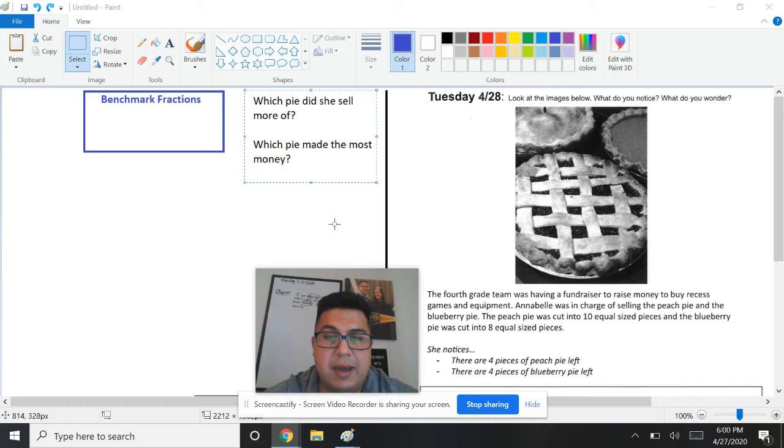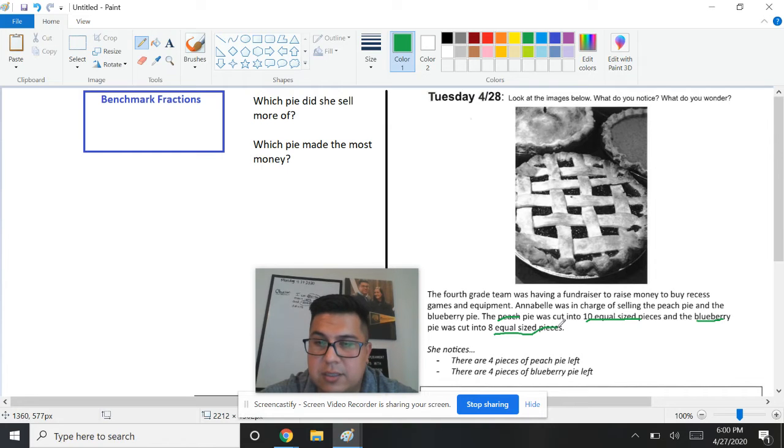Let's start off by figuring out how we can represent this problem. So I want to underline some important information that we do need, which is that the peach pie is cut into 10 equal slices, and we know that the blueberry pie was cut into 8 equal slices. We also need to know that there is 4 pieces left.